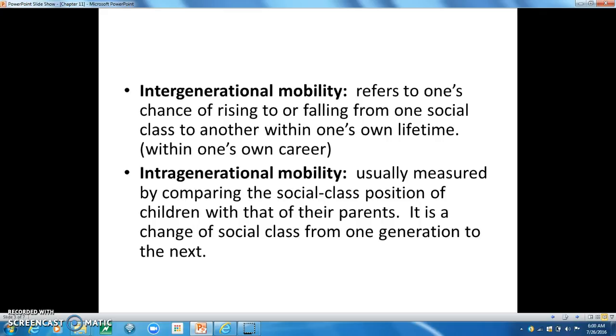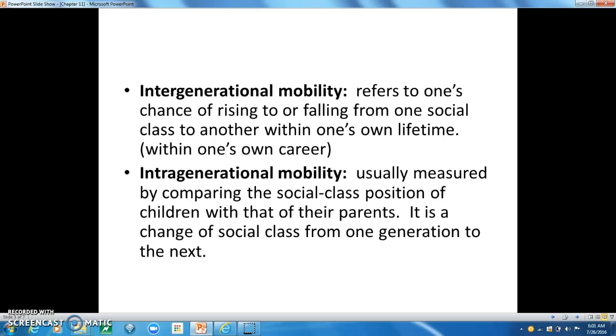Some different types of mobility that you do need to be familiar with. Certainly it can be measured either within or between generations. There are two kinds of mobility, within or between generations, and these are termed intra- and intergenerational mobility. Make sure you know the difference between the two. Intragenerational mobility refers to one's chances of rising to or falling from one social class to another within one's own lifetime. In other words, we're talking about within a person's own career.